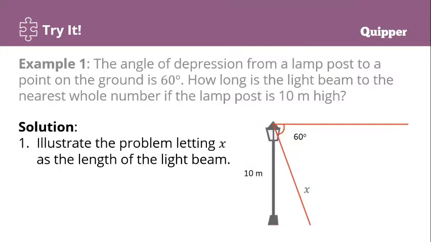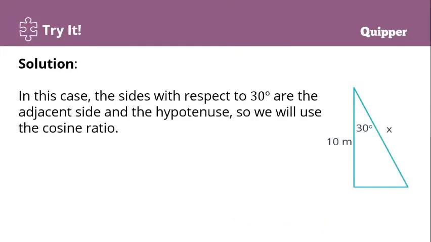Let's have the answer. In this case, the sides with respect to 30 degrees are the adjacent side and the hypotenuse. So we will use the cosine ratio. Again, cosine is the ratio of adjacent over the hypotenuse. This is 10 meters, which is adjacent to 30 degrees, and x is the hypotenuse since it's opposite to the right angle. Let's have now the solution.